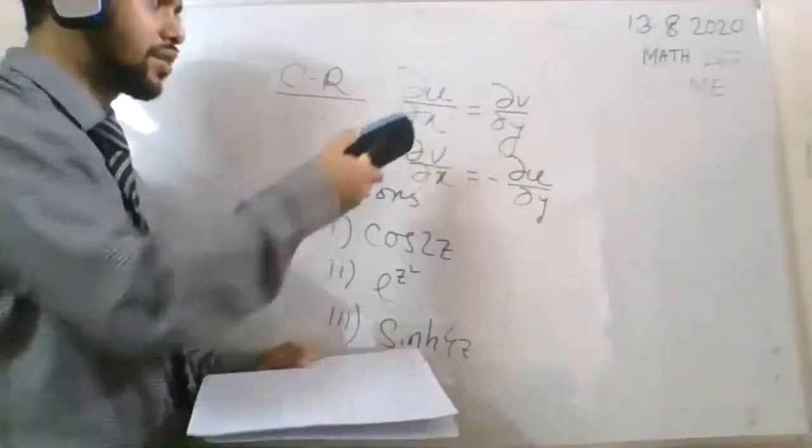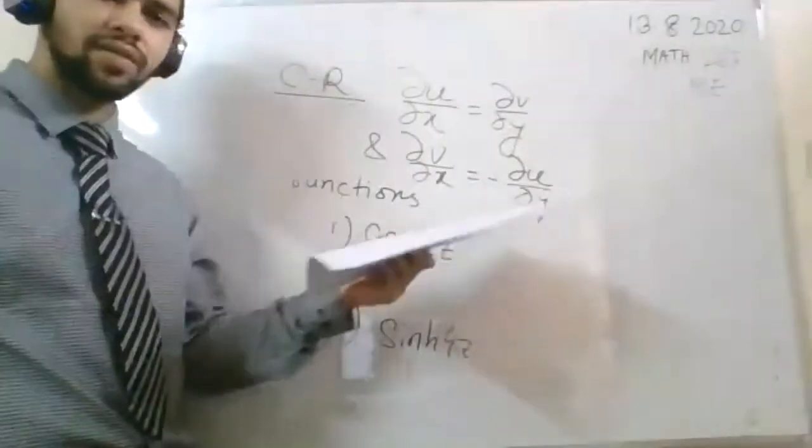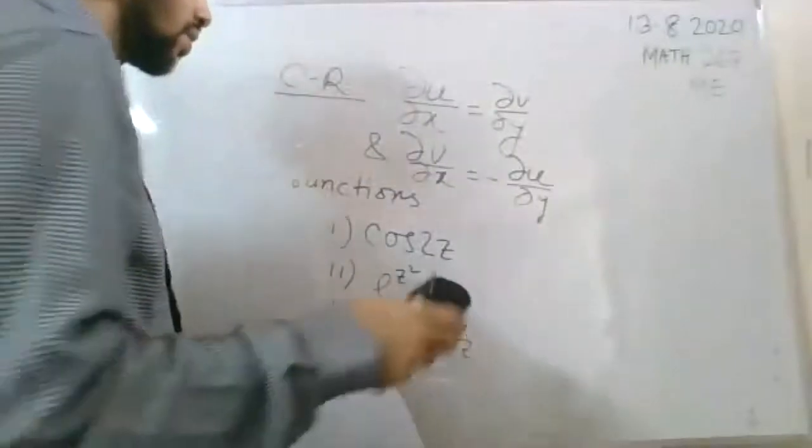Sir, it should be del u by del y is equal to minus del v by del x. One of them is del u by del x, second one, sir. Anyone can carry the minus sign? You can write it in this way. That is del v by del x is equal to minus del u by del y.